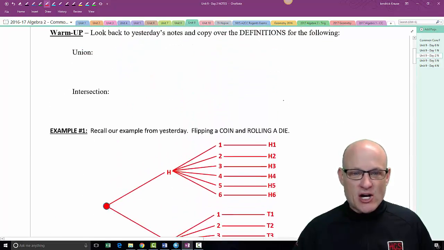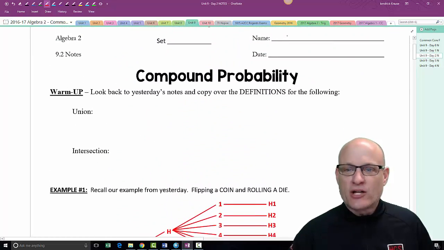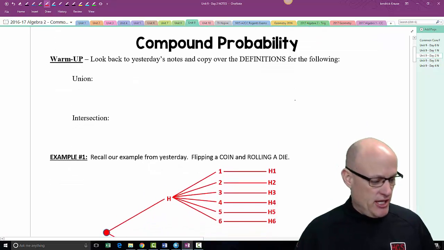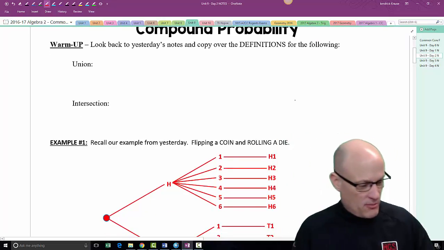So let's get started on day 2, compound probabilities. For the next little while, I'll try to keep my penmanship neat. My name is Mr. K. Let's see. Union. A little warm up from yesterday. What do we remember about union?